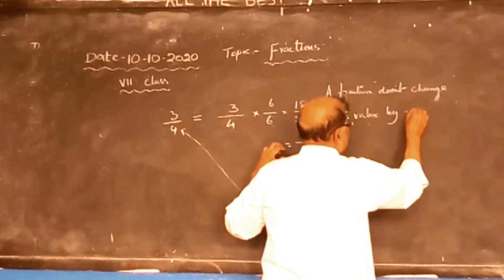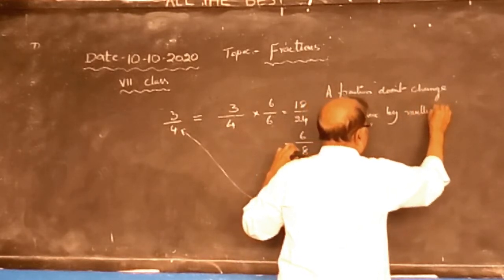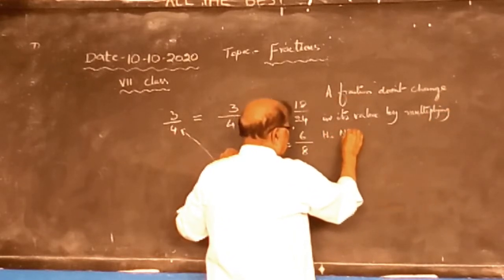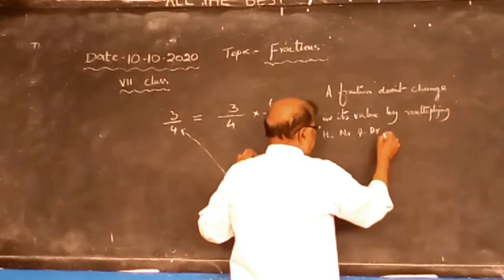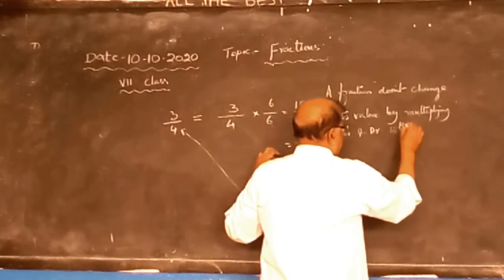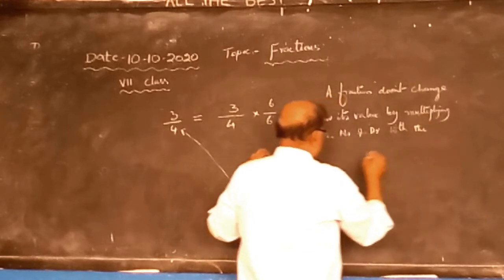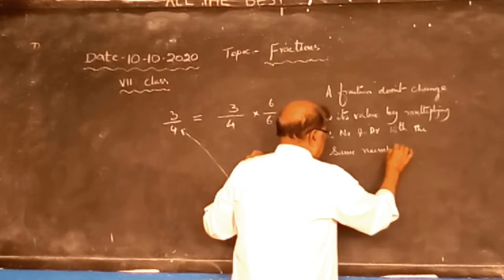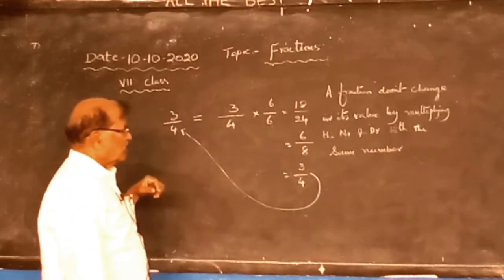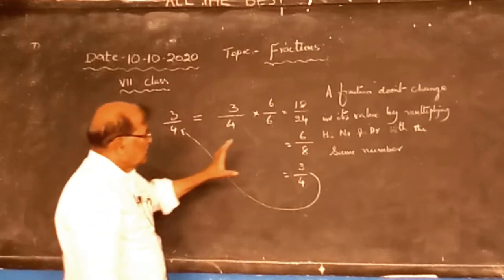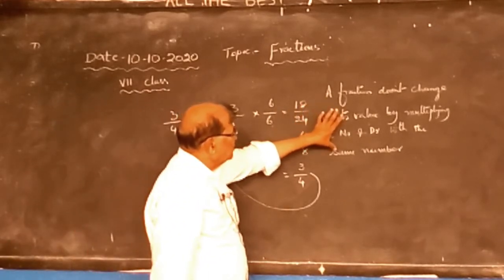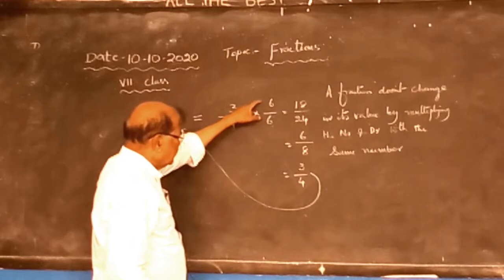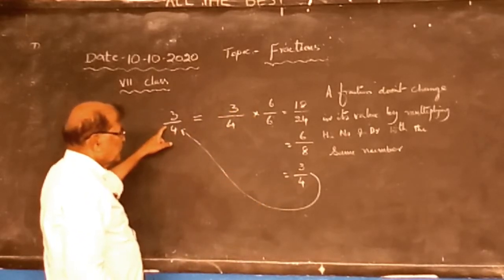by multiplying the numerator and denominator with the same number. So this is one of the most important properties of a fraction. If you multiply the numerator and denominator with the same number, the value does not change.